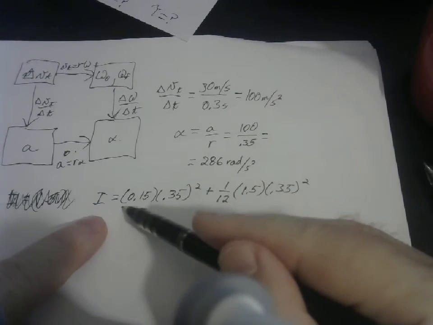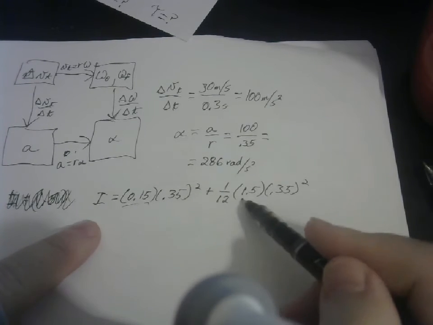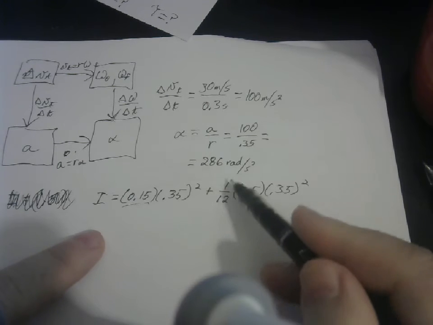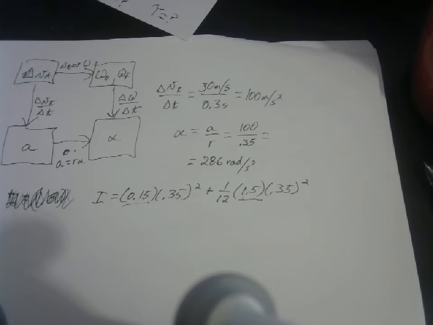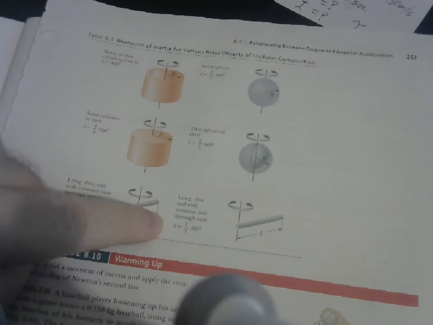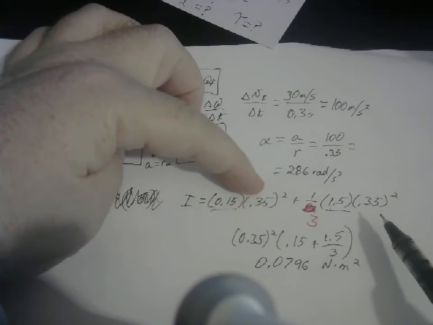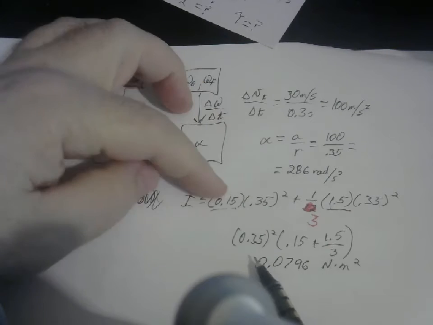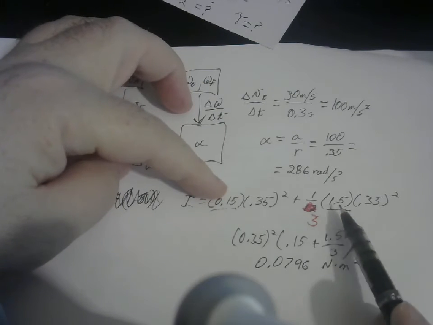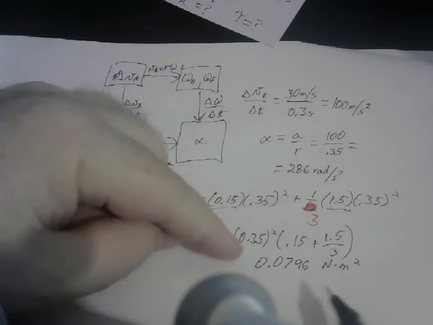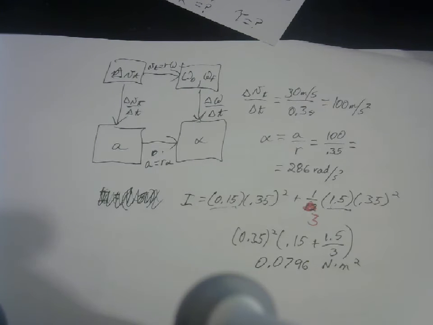So there's the mass of the ball, and here's the mass of the forearm, and notice the 1/12 in there. But don't use 1/12, use 1/3 because it was through the end, not through the center. So if you want to, you can combine the 0.35 squareds, and then it's 0.15 plus 1/3 of 1.5, and you end up with a moment of inertia of 0.796 kilogram meters squared.